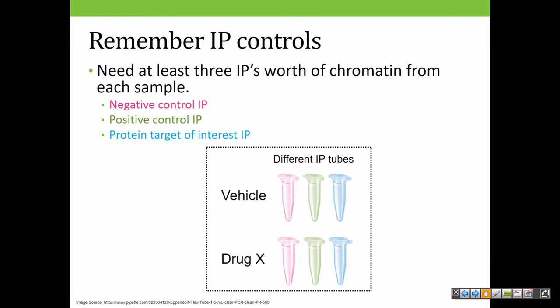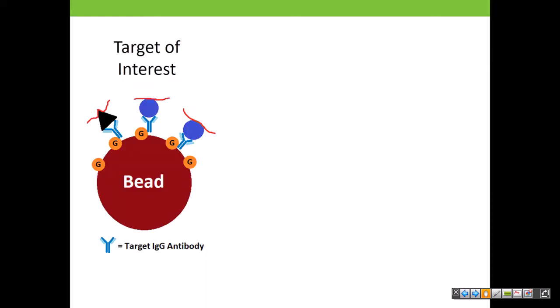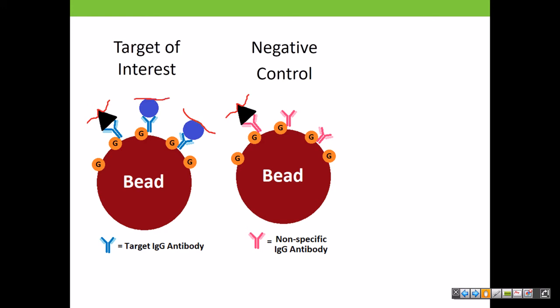Also, as you recall, I brought up IP controls. I showed you what your target IP situation is going to look like. But we have a negative, so here's our target of interest IP. For our negative control, we're going to add a nonspecific IgG. It has to be the same subtype, so it's still an IgG, but it's just not going to target your antibody. It's going to probably target either something that doesn't even exist in the cell or something that's just very nonspecific. It's to serve as a background control to make sure that what you're pulling down is specific to your targeted antibody, not just any antibody.